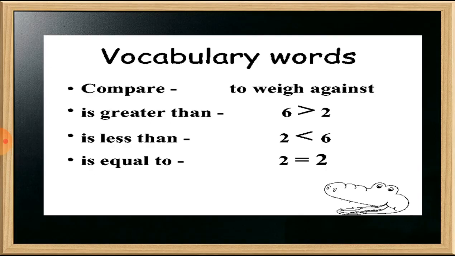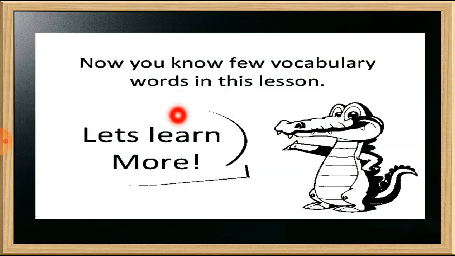But where to use this? Whenever there are big digits, you have to put particular symbols: the greater than symbol, the less than symbol and the equal to symbol. You have to just put those symbols, but let's see how we can put them. Here are some words. Now you know a few vocabulary words in this lesson.